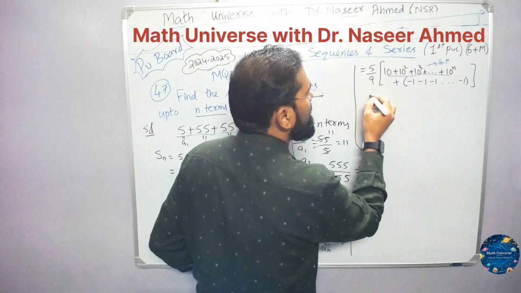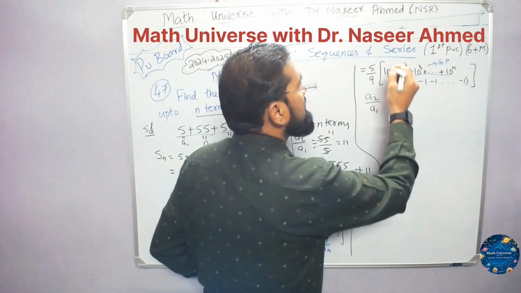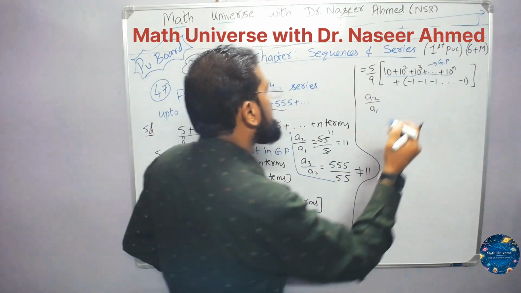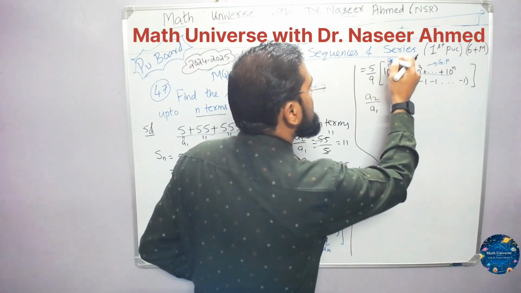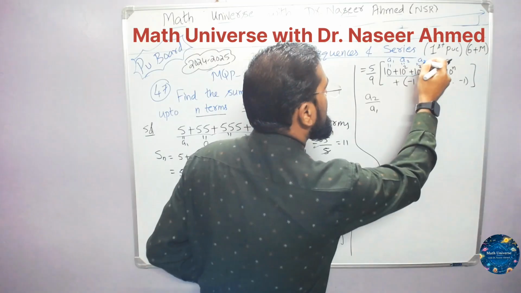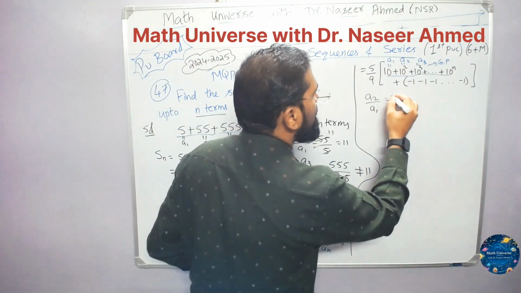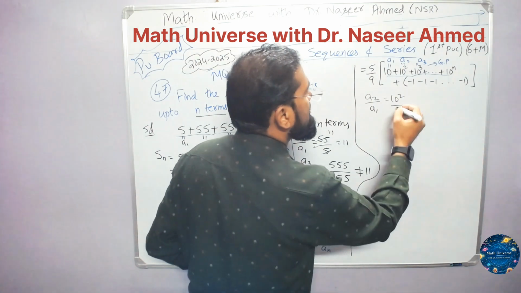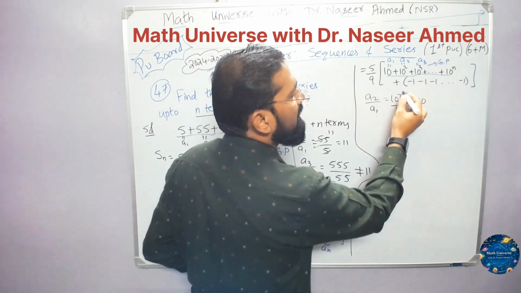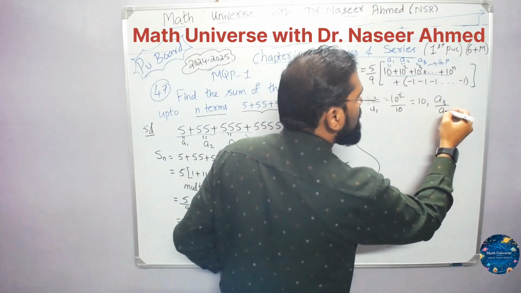First term is 10, no? So A2 by A1. Now I'm talking about that step. Now we can see that this is our first term, this is our second term, this is our third term, and so on. So second term is 10 power 2, first term is 10. So I'll get what? 10, because 10 square is 100, and 100 by 10 is what? 10. Now you see again, A3 by A2.